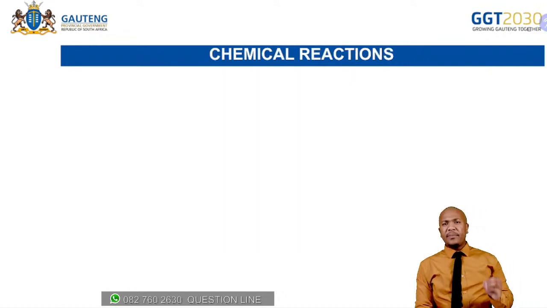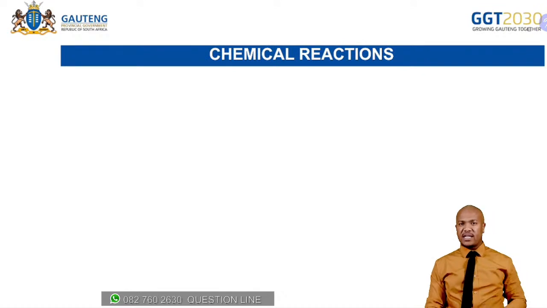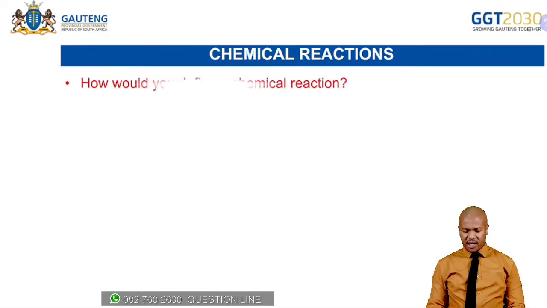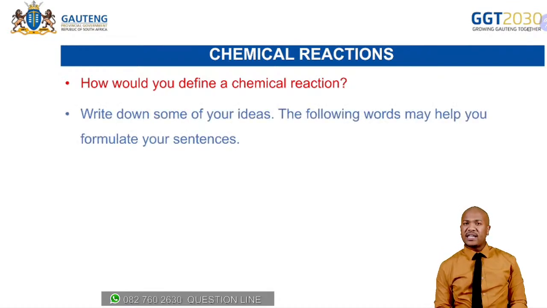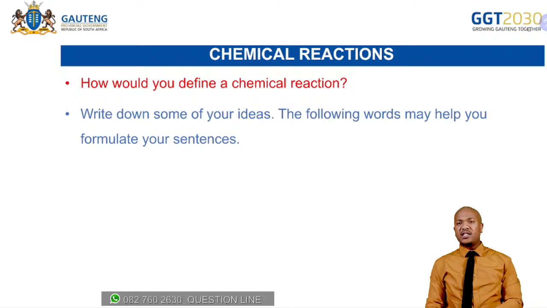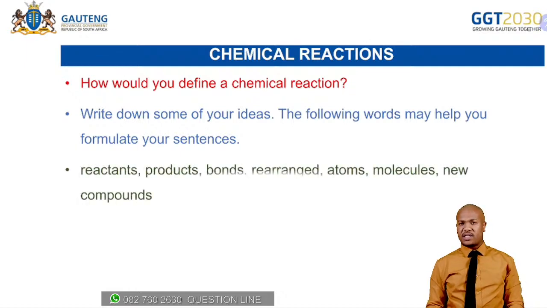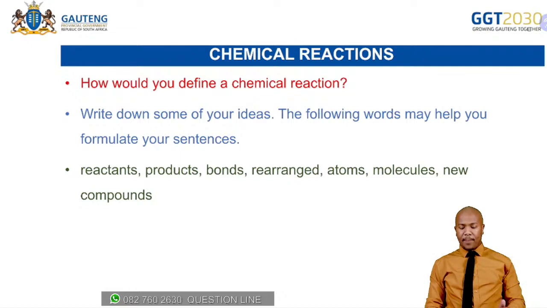Now moving on. Chemical reactions, which is the core of today's lesson. How would you define a chemical reaction? I want you to take a second to write down some of your ideas. The following words may help you to formulate your sentence: reactants, products, bonds, rearranged atoms, molecules, and new compounds. For 30 seconds, let's try and formulate our own definition for chemical reaction. See you again in 30 seconds.